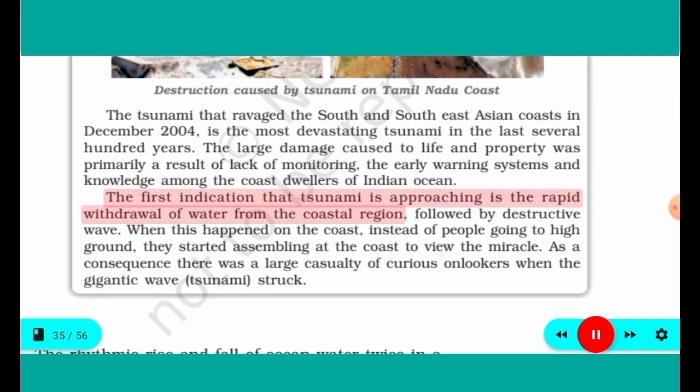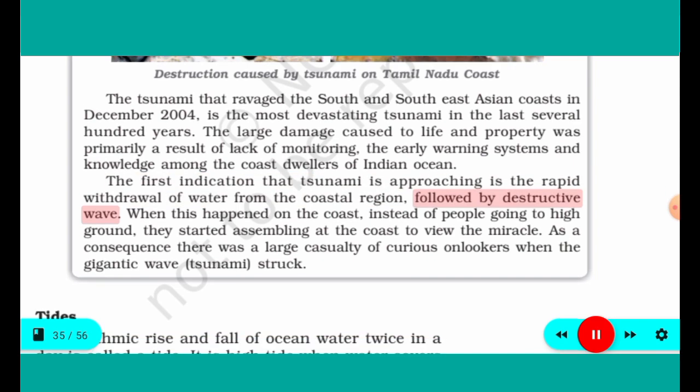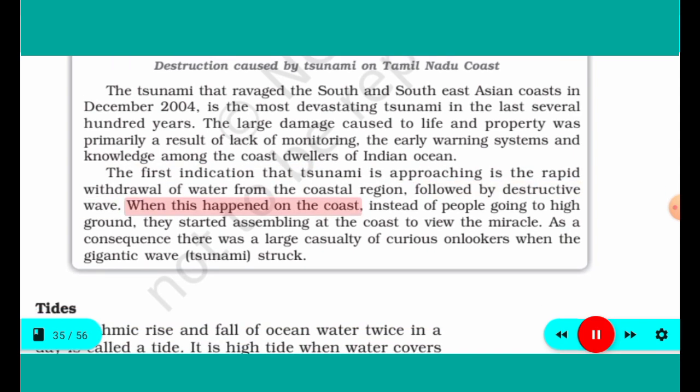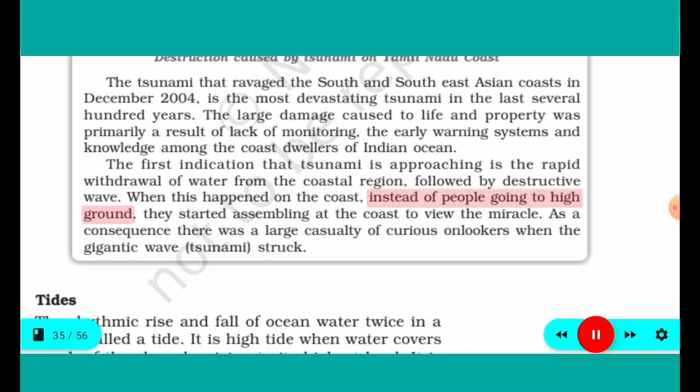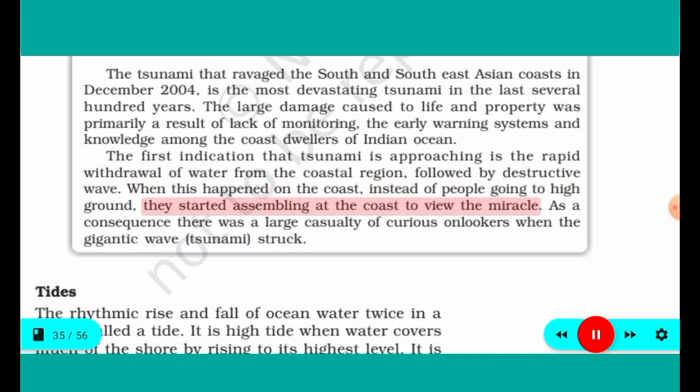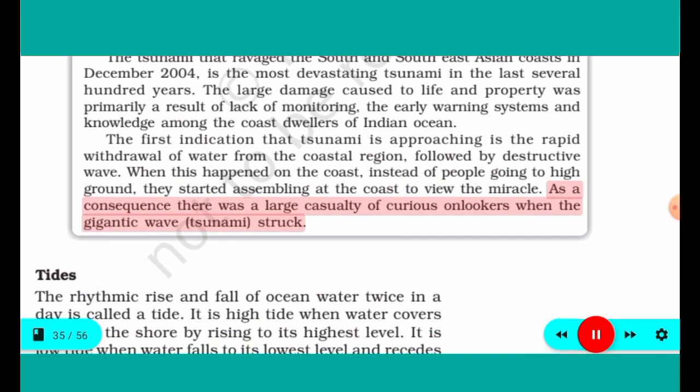The first indication that a tsunami is approaching is the rapid withdrawal of water from the coastal region, followed by a destructive wave. When this happened on the coast, instead of people going to high ground, they started assembling at the coast to view the miracle. As a consequence, there was a large casualty of curious onlookers when the gigantic wave, tsunami, struck.